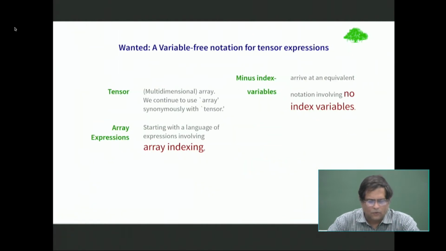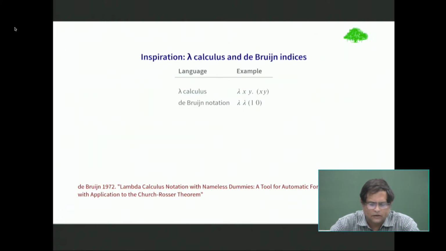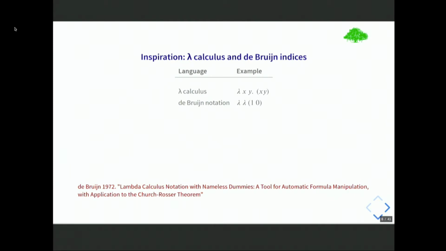Okay, so what we're really after are expressions that do not have index variables. Normally we're used to seeing array expressions with indices. So one might ask, is it actually even possible to do that? Well, there's been a rich history of examining various forms of notations, combinatory logic, De Bruijn notation, and so on, which try to eschew the use of variables.